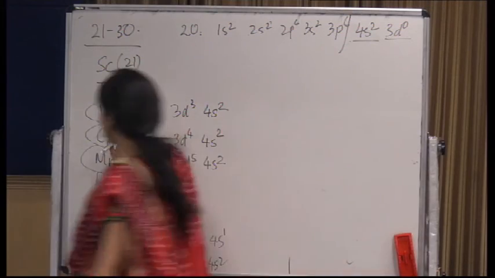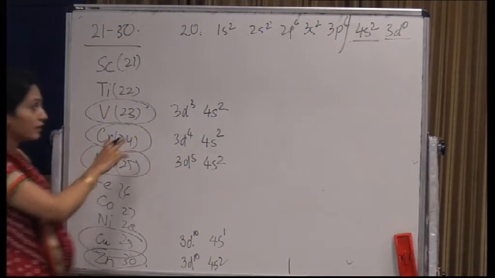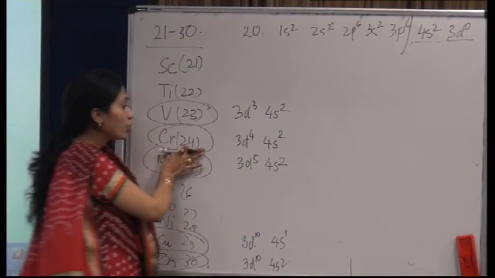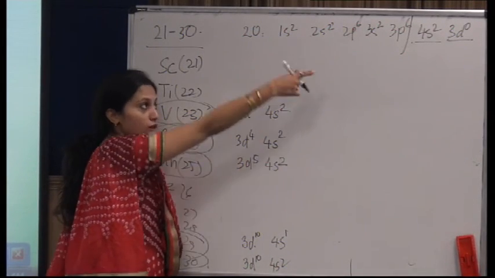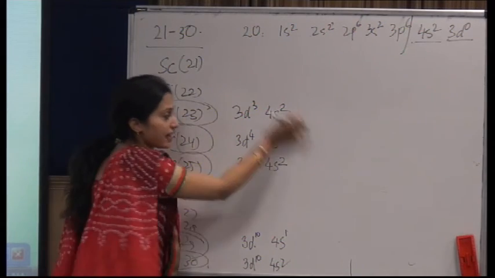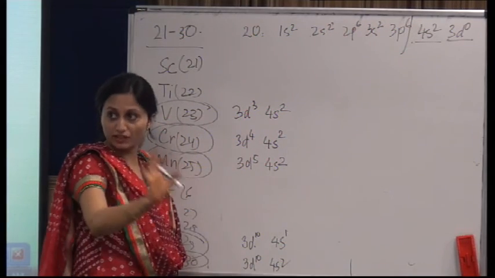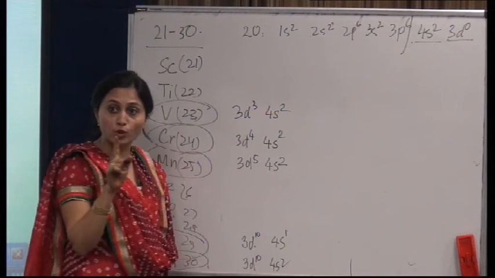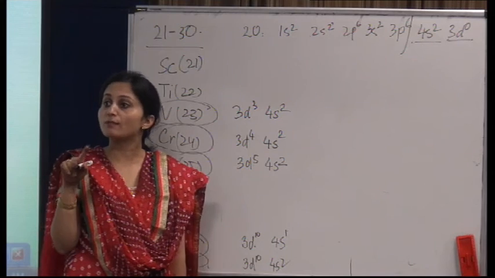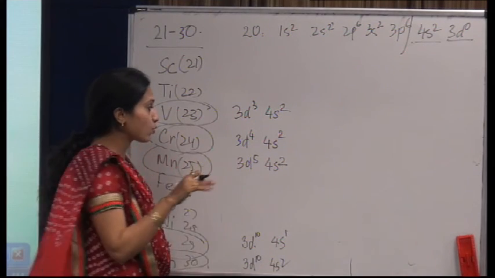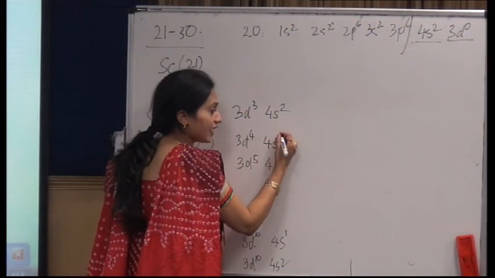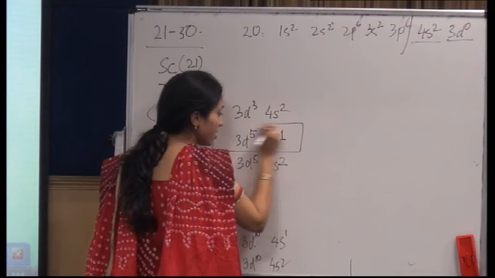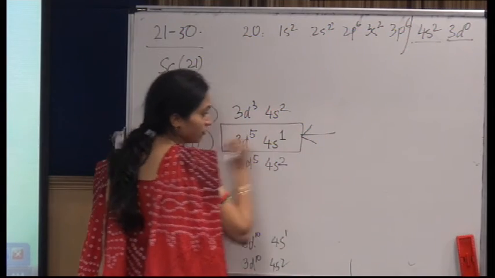Now coming to the question that I asked you first. Vanadium is 3d3, 4s2. All of you have it? Chromium has 4s2 already filled, so I will write 4s2 outside to give it the actual look, and then you have 3d4. But now you know that half-filled orbitals are more stable. So in this case it will take one electron from 4s and it will become 3d5 4s1. A very common question.